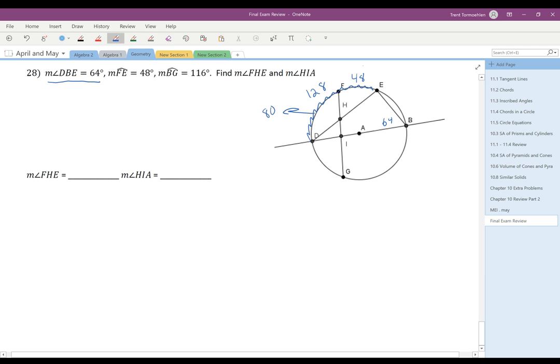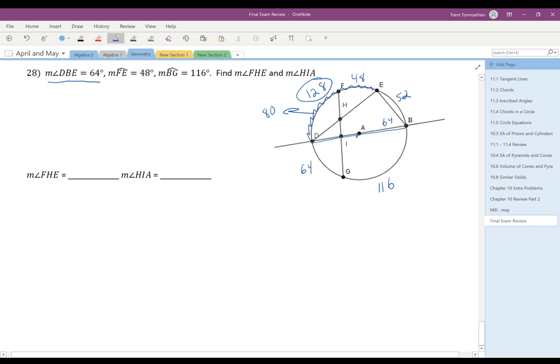Now, because A is the center, DB is a diameter, which means DFEB, that arc, is 180. So we can subtract 180 minus 128 to give us 52. And so arc EB must be 52. Then you're given that BG is 116. We can use the same logic we just did, 180 minus 116 to get 64. So arc DG is 64.